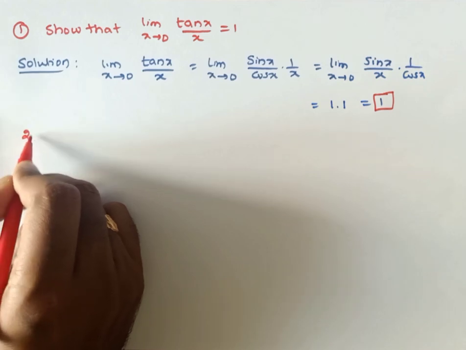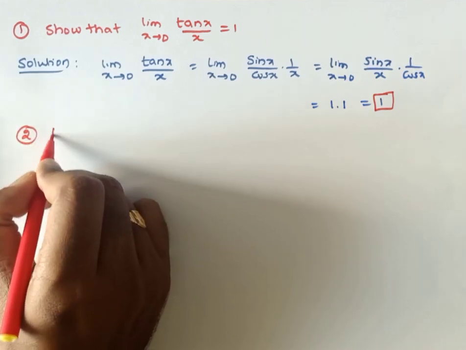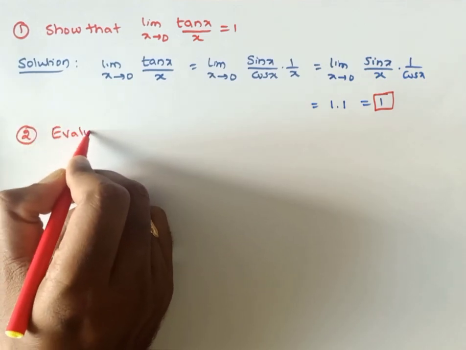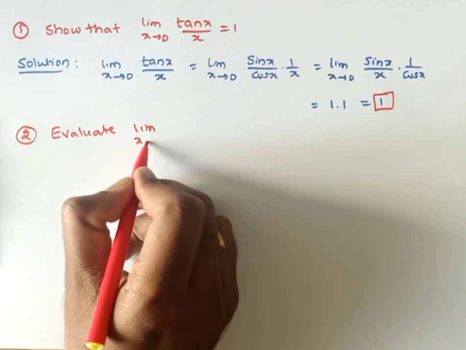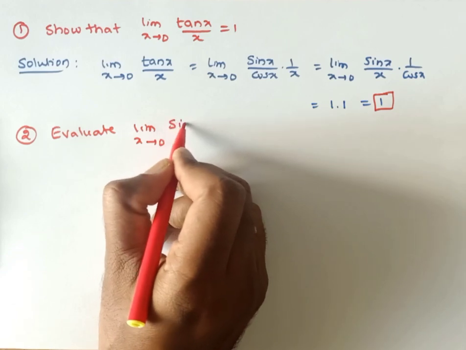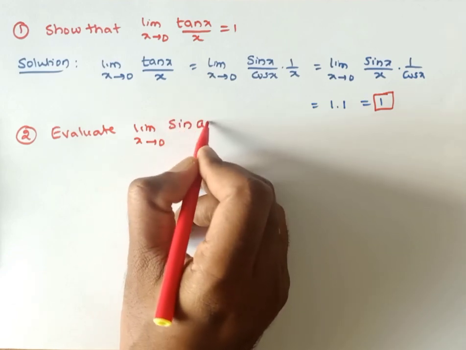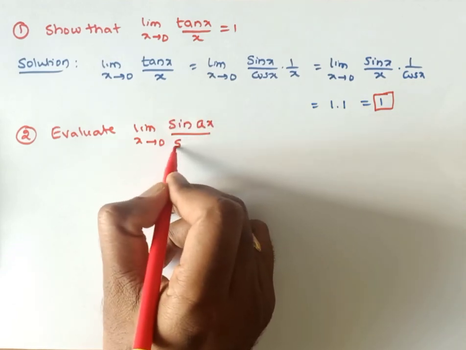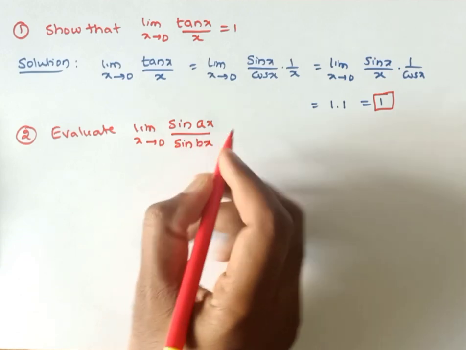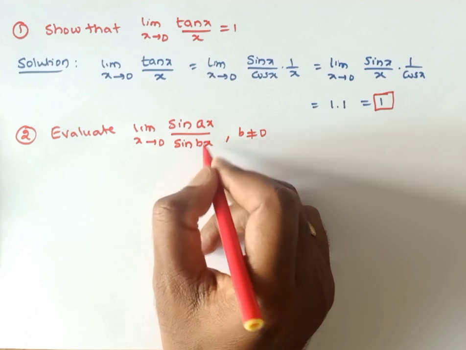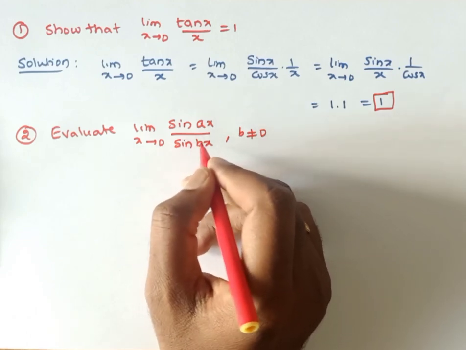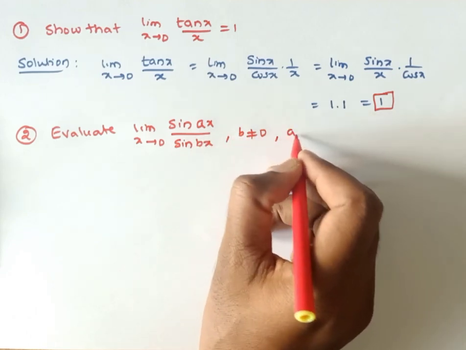Let us see the second one. Evaluate limit x tends to 0, sin of ax by sin of bx, where b is not equal to 0. If b is 0, then the denominator part is 0, and a and b are also not equal.